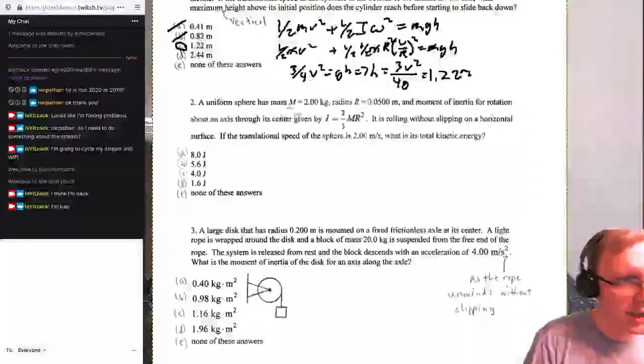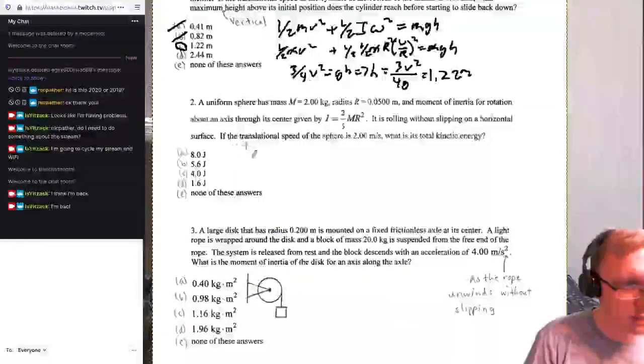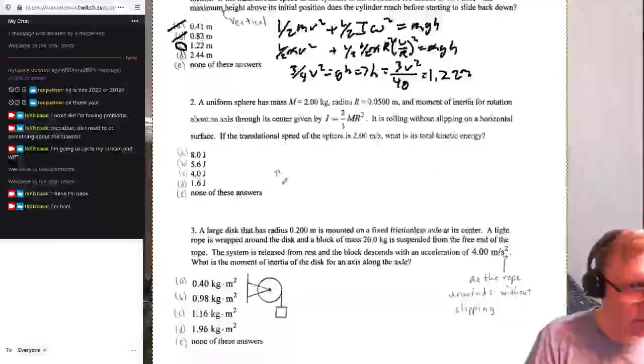A uniform sphere has a mass of 2 kilos and a radius of 0.05 meters. The moment of inertia for rotation about its axis is 2/5 mR². It is rolling without slipping on a horizontal surface. If the translational speed of the sphere is 2 meters per second, what is its total kinetic energy?